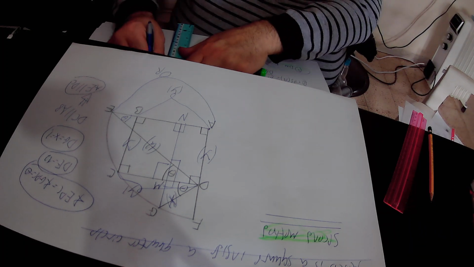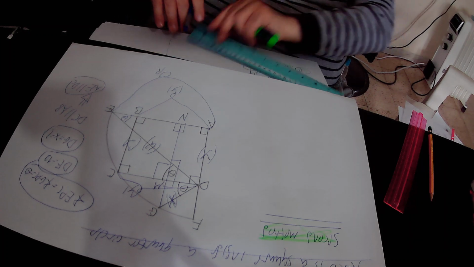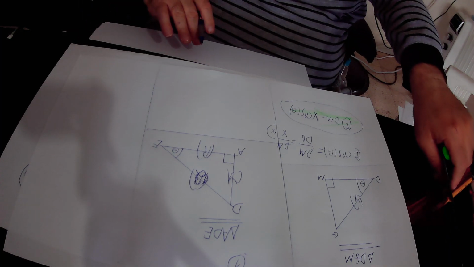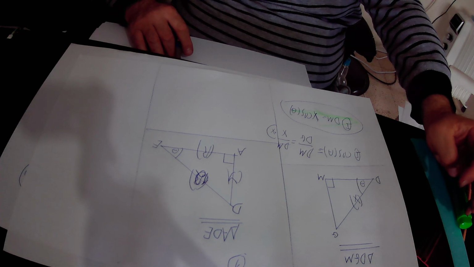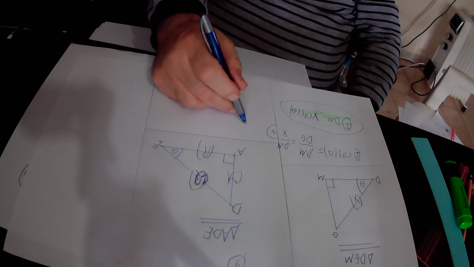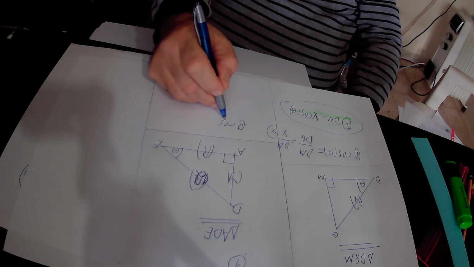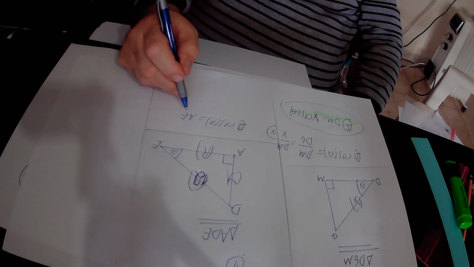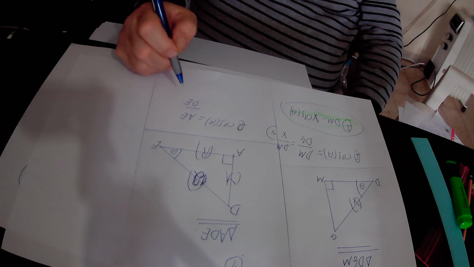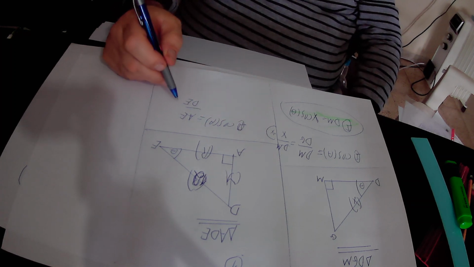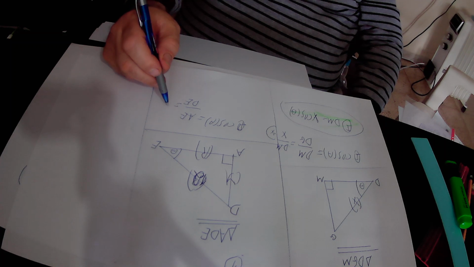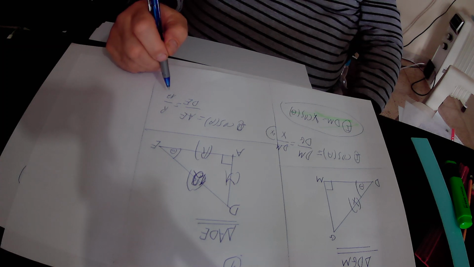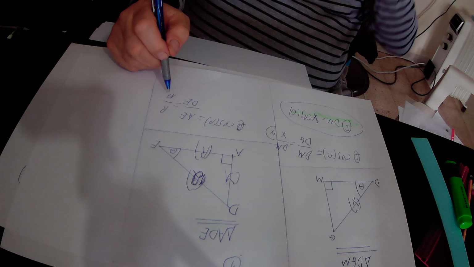So actually, this is the right triangle ADE that is coming from the original drawing. In this right triangle ADE, cosine theta equals AE over DE. So cosine theta equals AE, that is R, over DE, that is 12. In conclusion, we found out that cosine theta equals R over 12.